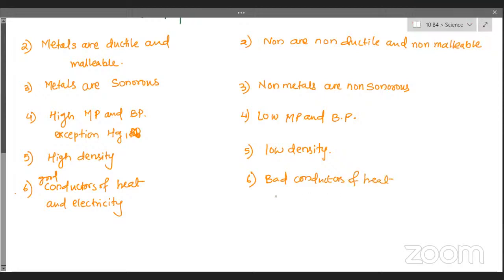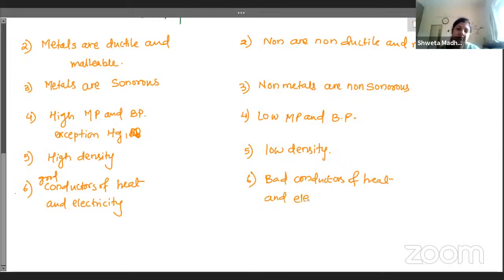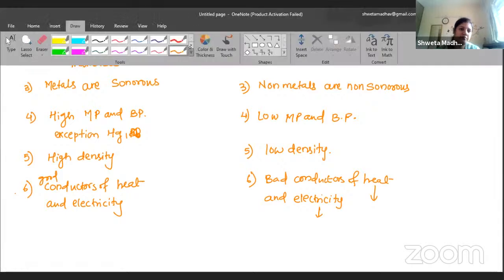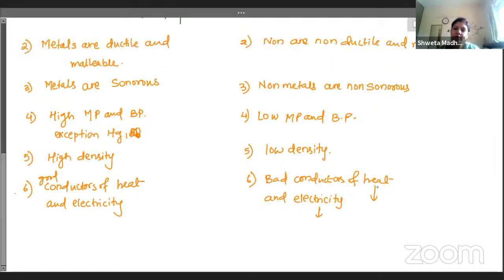Ma'am, exception is graphite, right? Graphite and diamond both. Diamond is a good conductor of heat, and for electricity the exception is graphite.